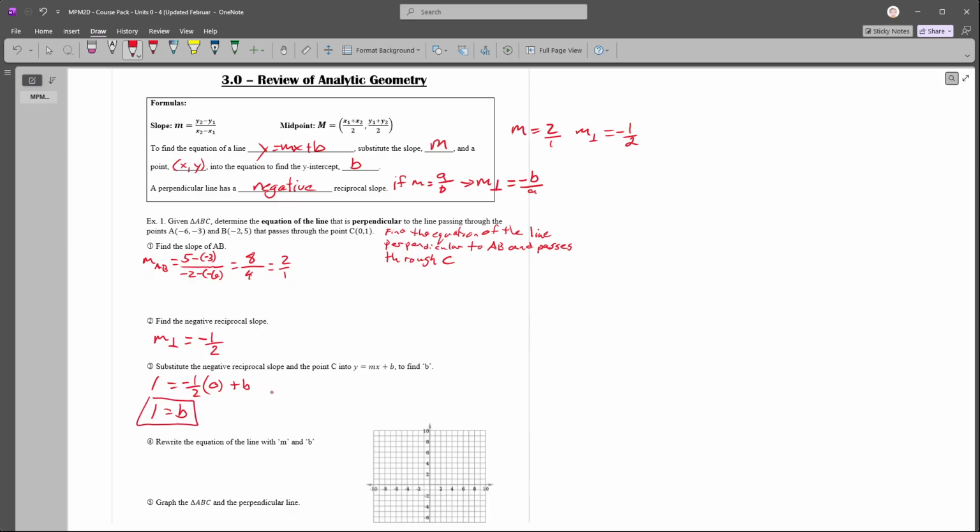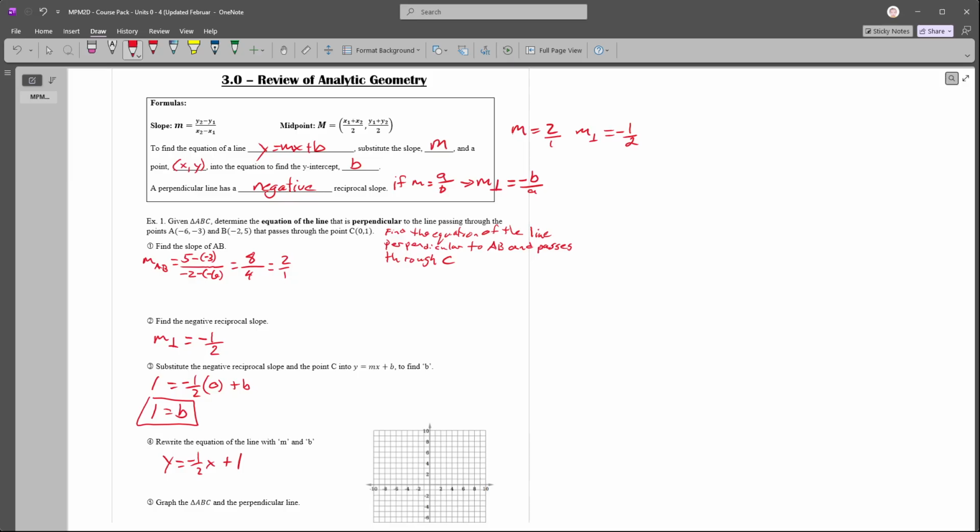So now what? Now we have all the information we need to actually rewrite that equation. So we could say y is equal to our slope, or the slope of our perpendicular line, negative 1 over 2, x, now plus our b, which is just a 1. There is our equation of our line. Now the final step says to graph the whole thing.